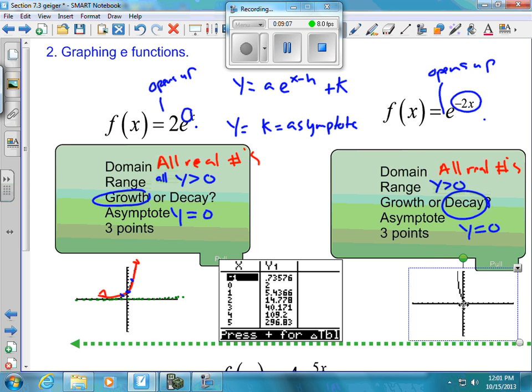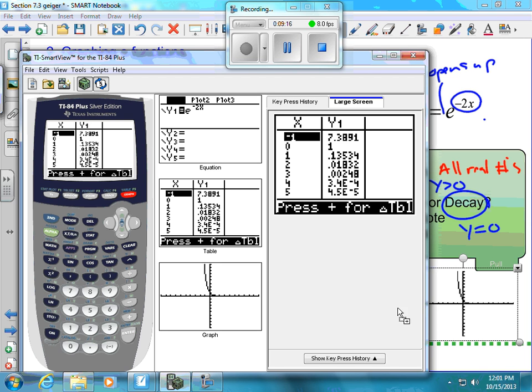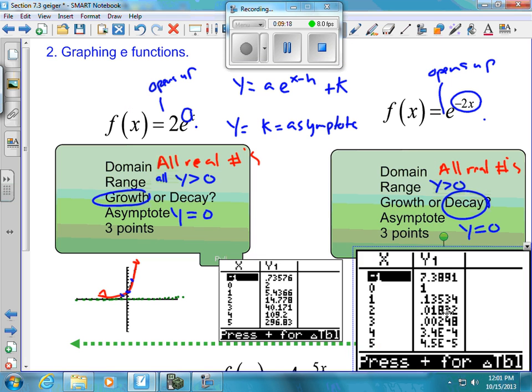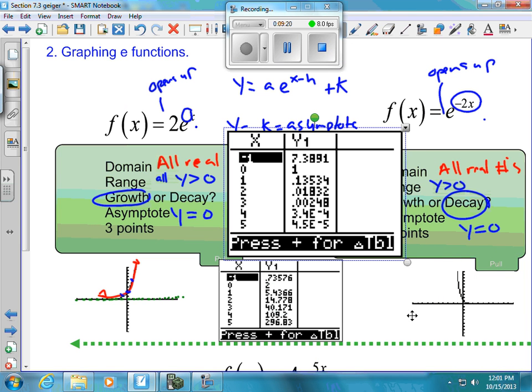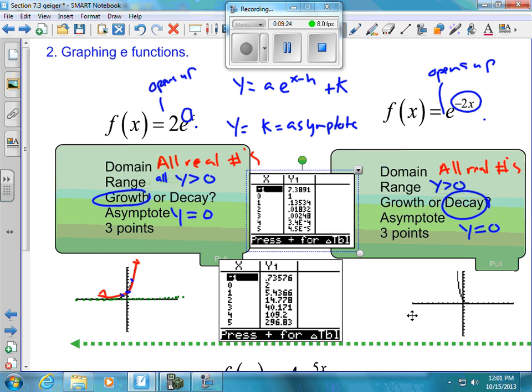Drag this one out. I can get a table of values. Pull the table out and shrink it down a little bit. Then we have another table of values. We can plot points on there, and we can get any points we want. So that's graphing those in general.